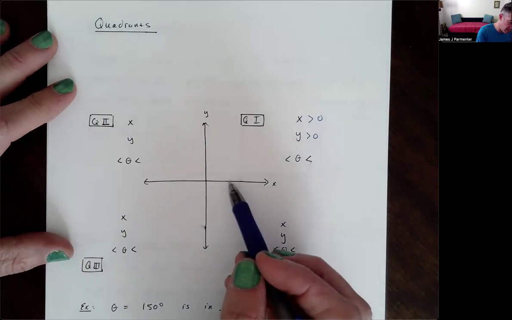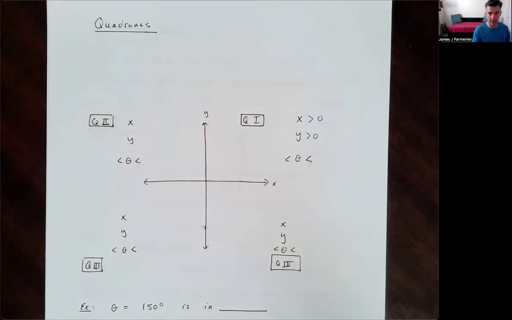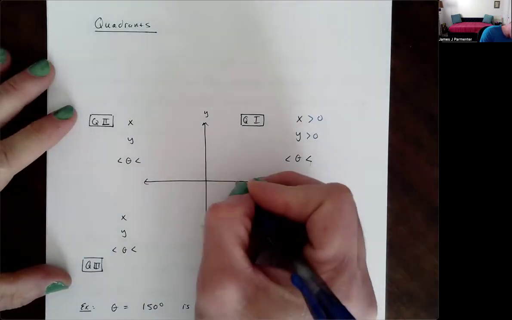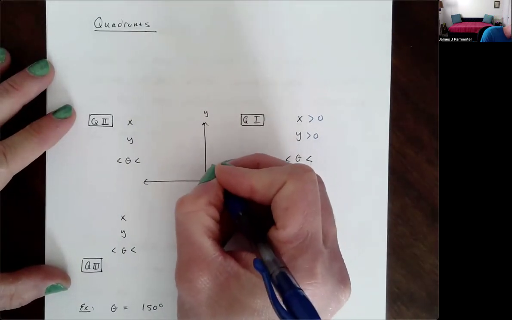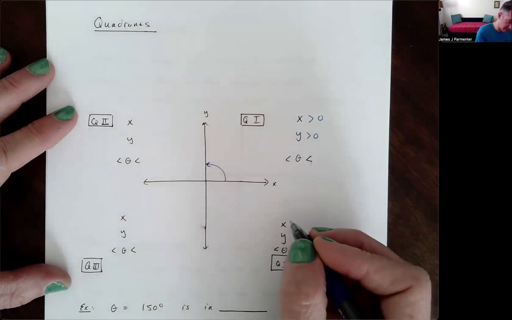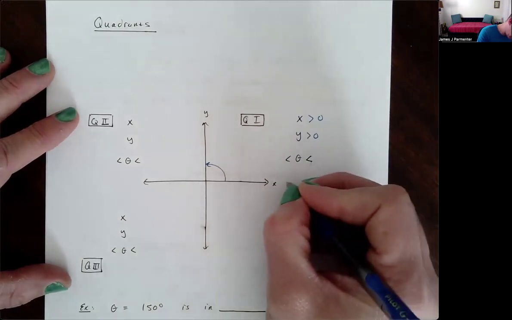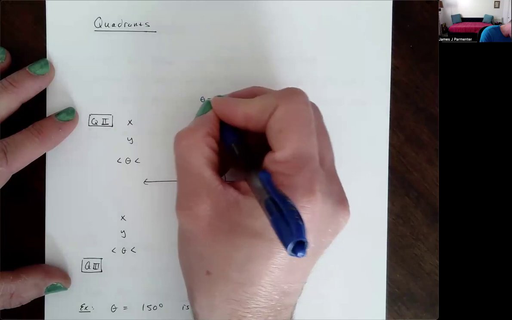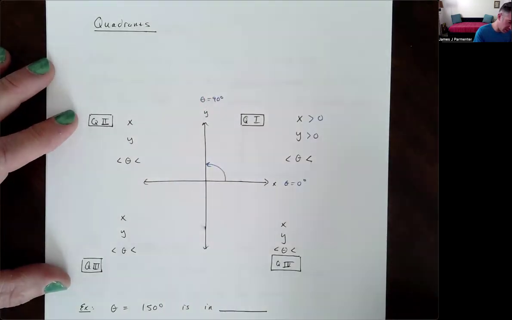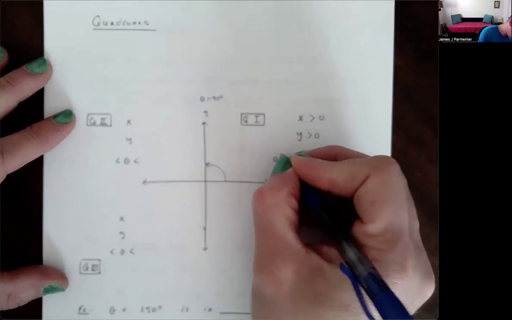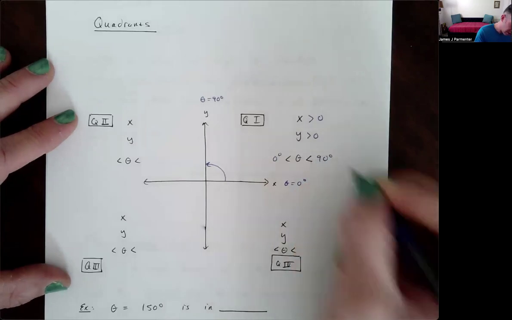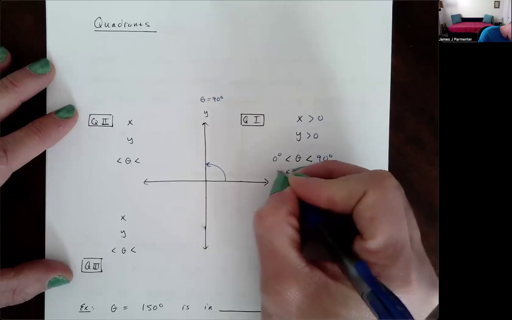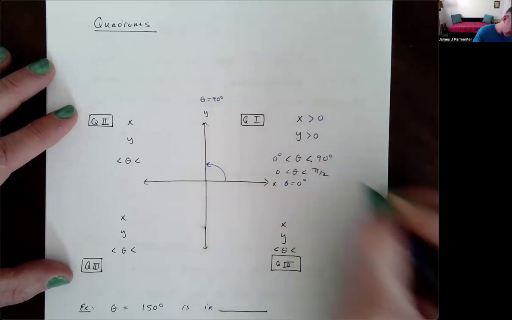In quadrant 1, and again, this is also talking about how the angle is measured. We measure from the positive x-axis. So in quadrant 1, the angles go from 0 degrees to 90 degrees. So right here we say this is theta equal to 0 degrees. Up here, this is theta equal to 90 degrees. So if you're in quadrant 1, your angle is between 0 degrees and 90 degrees, which is the same as saying your angle is between 0 radians and pi over 2 radians.